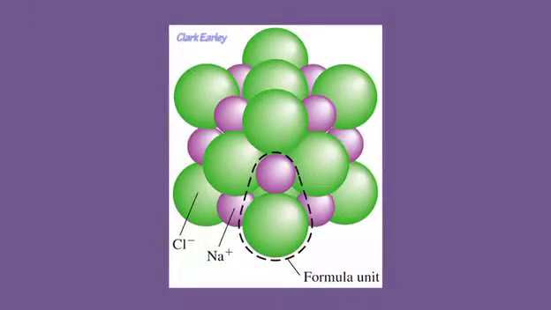A salt is a chemical compound formed by a positively charged cation and a negatively charged anion. The salt cations are sodium, calcium, magnesium, and potassium. Typical salt anions are chloride, sulfate, and carbonate.